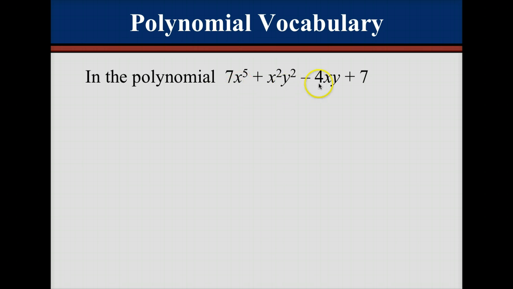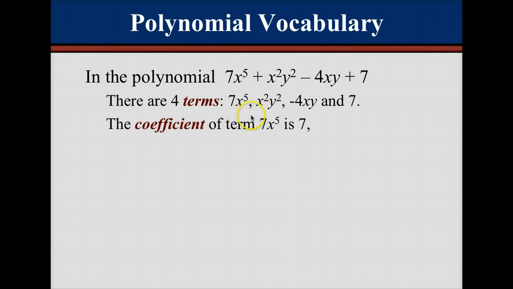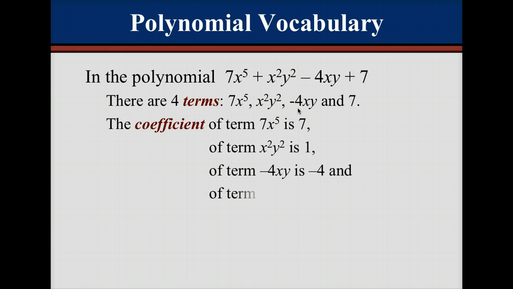So in this polynomial, we have four terms. The coefficient of the first term is 7. The second term is 1. Our third term is -4. And finally, our final term is 7, with 7 being a constant term. Notice there are no variables with it.